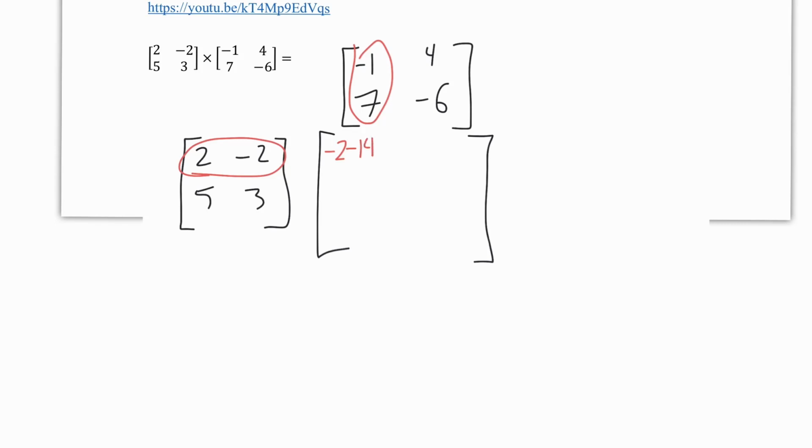So next, let's smush this row with this column. So 2 times 4 will give you 8. -2 times -6 will give you 12. All right, let's smush this row with this column. So we'll get -5 plus 21. And finally, let's go ahead and smush this row with this column. That'll give us 20 minus 18.